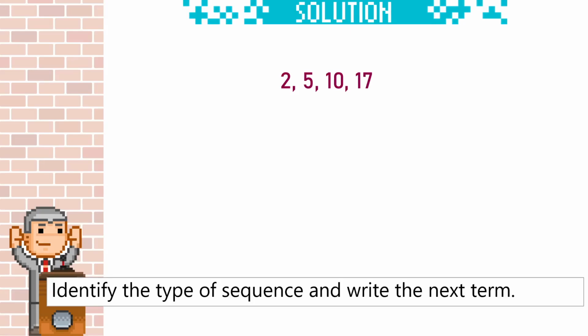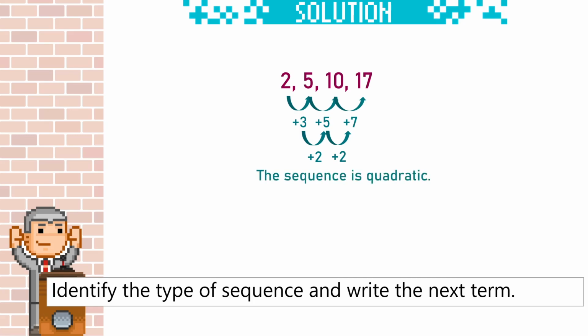Looking at the differences in this sequence, the first difference is 3, then 5, then 7. So the difference of the differences is 2 each time. Therefore, the sequence is going to be a quadratic sequence. To find the next term, we're going to add 2 to the 7 to give us our next difference, which will be 9. 17 plus 9 is 26.